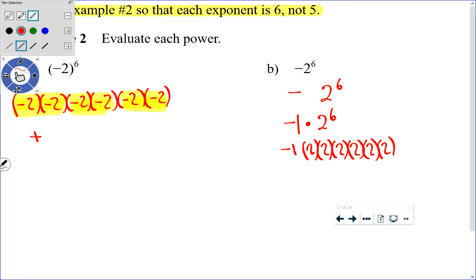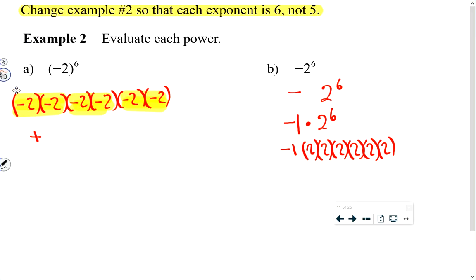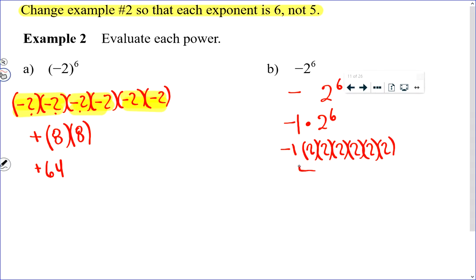So this answer will be positive, and we need to figure out what 2 multiplied by itself 6 times is. Well, 2 times 2 times 2 is 8. 2 times 2 is 4. Multiplied by another 2 is 8. So it's 8 for the first 3 2's times 8 for the second 3 2's, and that gives us positive 64. When we take a look at B, well, this is going to be the same 64 that we got on the other side, except this negative 1 is being multiplied by the 64, so negative 2 to the 6 in part B is negative 64.